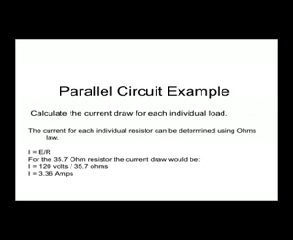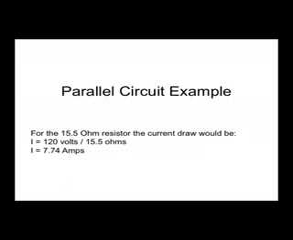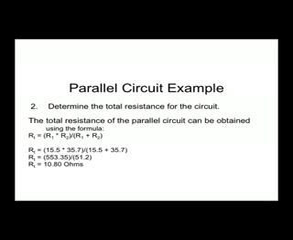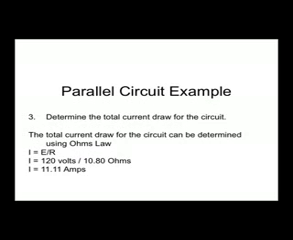In this example, we want to calculate the total resistance of the circuit, the total current draw of the circuit, and the current draw for each resistor. First, we have to calculate the current draw for each individual load. The current draw for each individual resistor can be found using Ohm's law, I equals E divided by R. For the 35.7 ohm resistor, we know that it's getting source voltage at 120 volts. We divide that by 35.7 ohms, which is 3.36 amps. For the 15.5 ohm resistor, the current draw would be 120 divided by 15.5, which is 7.74 amps.